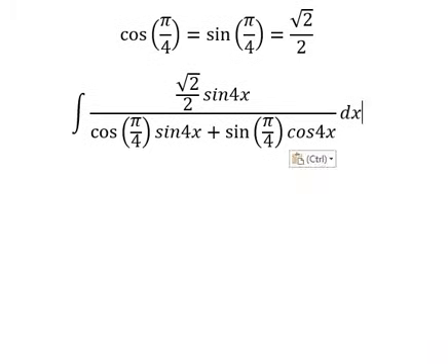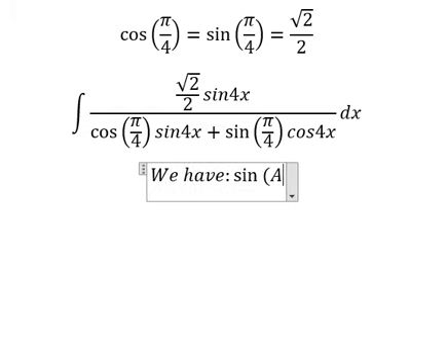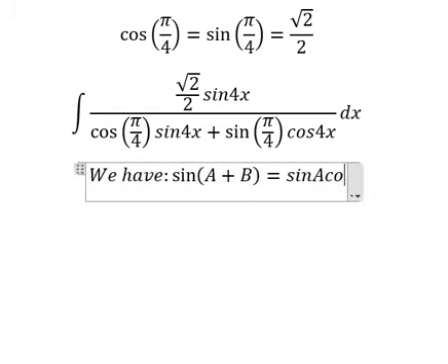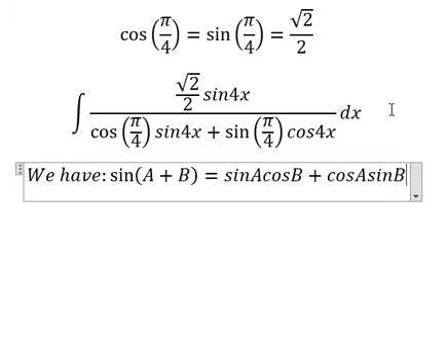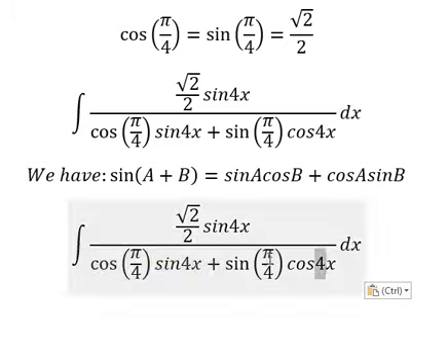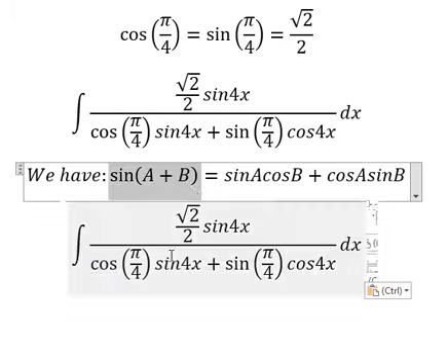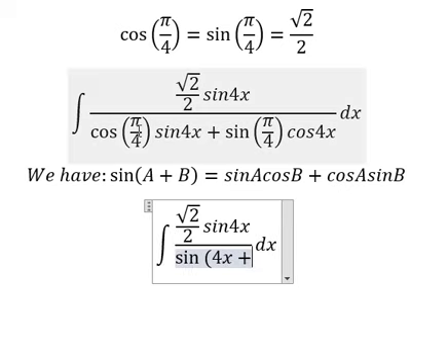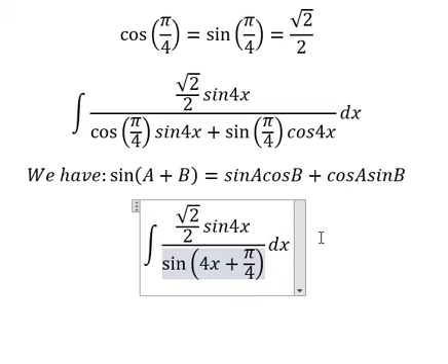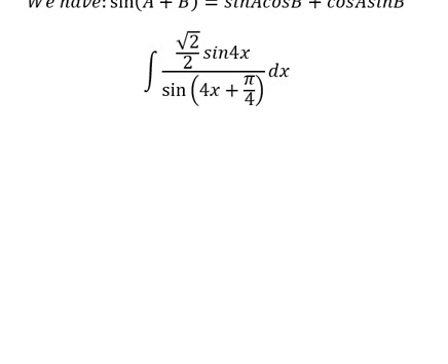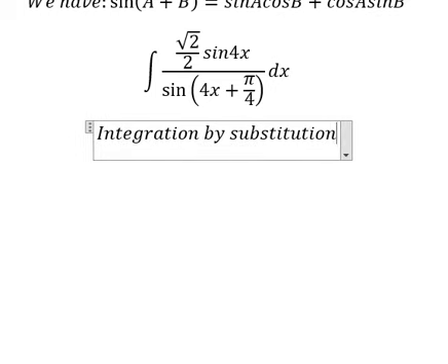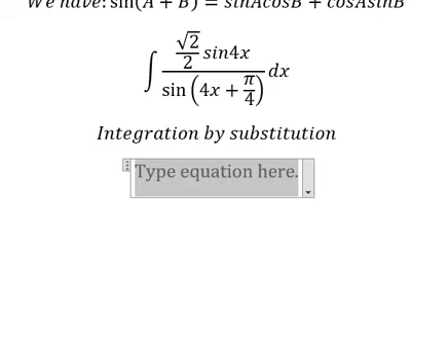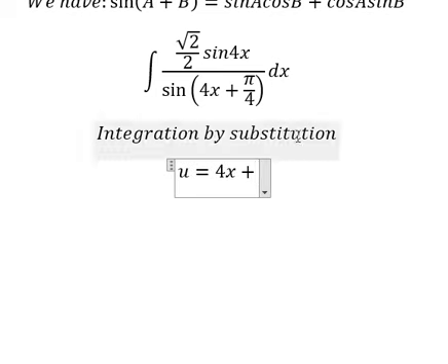And now we have the formula in here. So we need to transform this one into this one, and that is sine of 4x plus b over 4. Now we can use integration by substitution. So I will put u equals 4x plus b over 4.